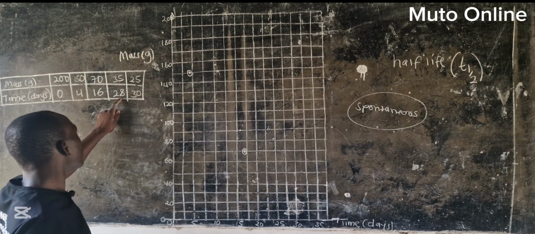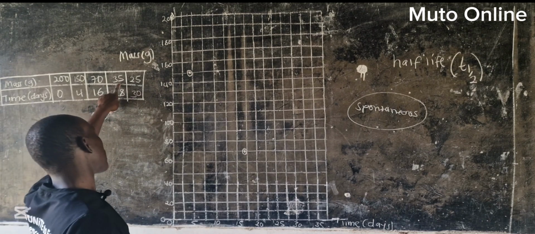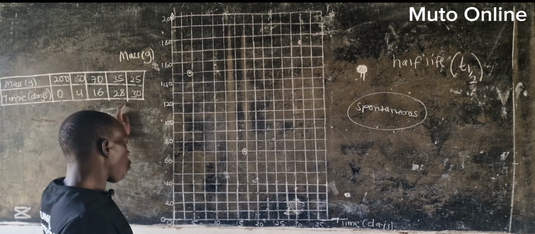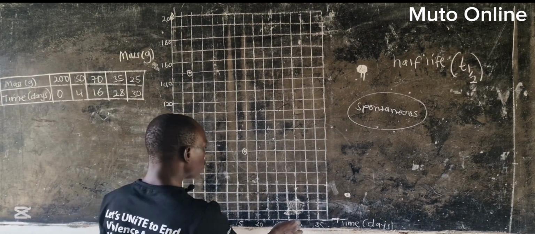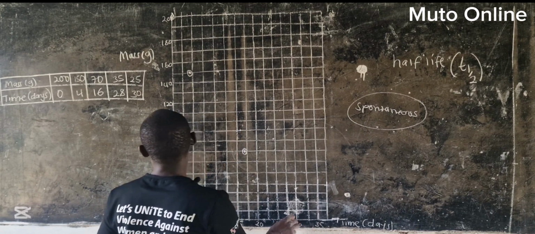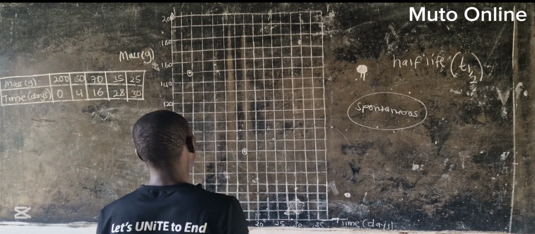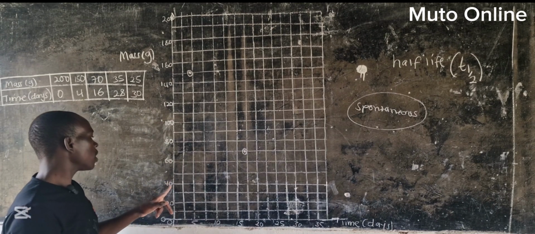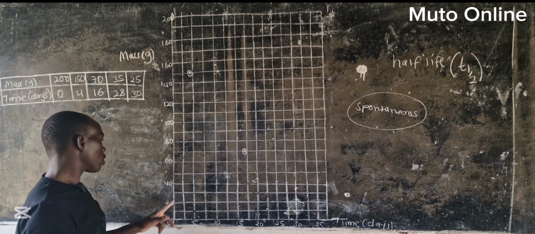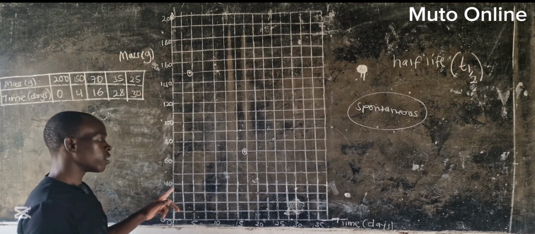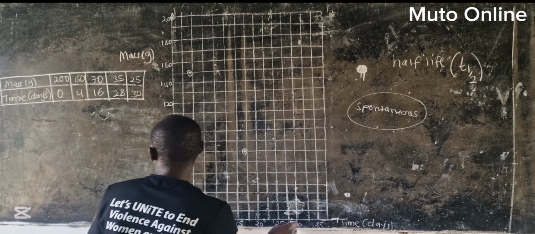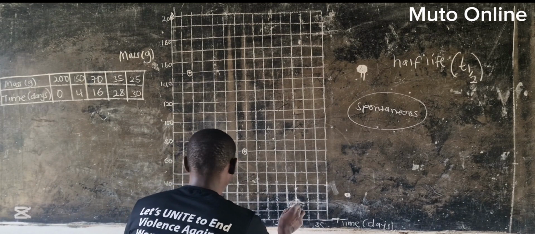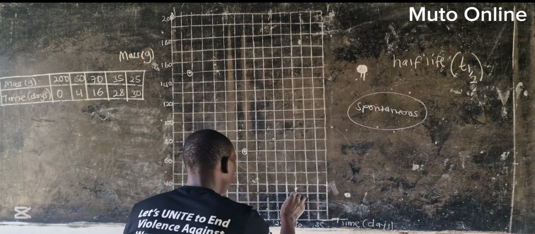When time was 28 days, the mass at that moment had reduced to 35 grams. So 28 is around here, and then it goes with 35. This is 40, 50, so this is 20, 30, and 35 is around here. So it is 28 against 35, around here.